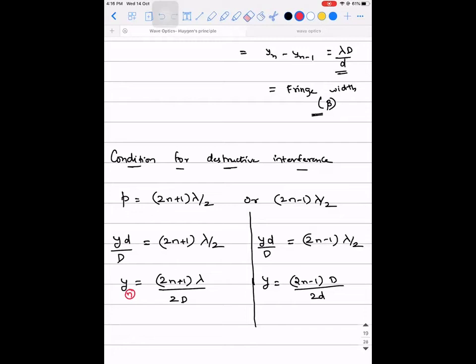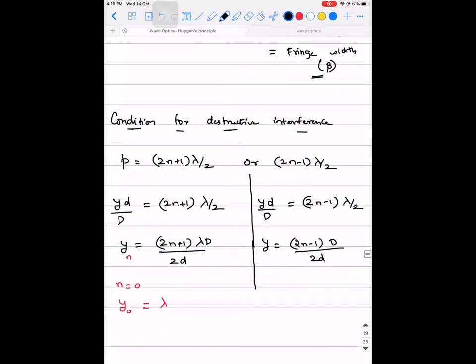Concentrate. If I put n here, what is going to happen, guys? If I put n is equal to 0, what do I get? I will get y naught is equal to what? Lambda by 2d. Why, did I miss anything? I think I wrote wrong. Yeah, there is a mistake. Sorry. Capital D divided by 2d. Now it's fine. So I will get lambda into capital D divided by 2d. Am I right? But I am saying this is wrong. Why?